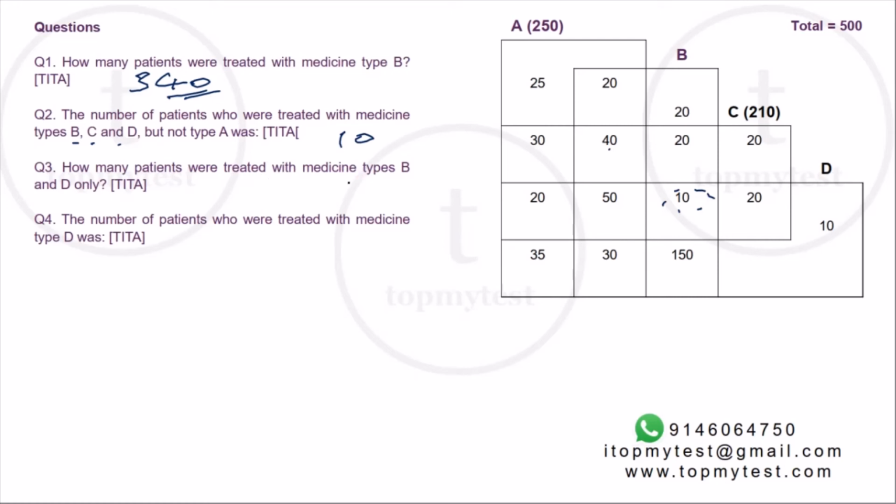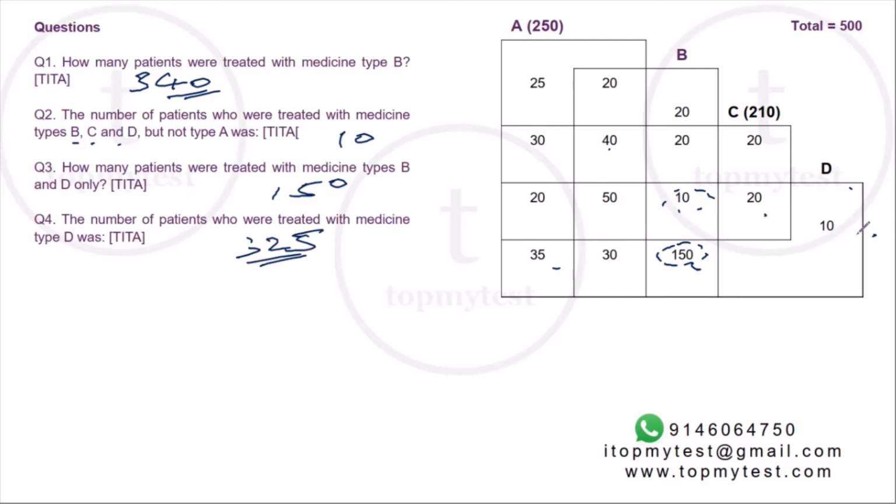How many patients were treated with type B and D only? B and D only. So that will be 150. And the last one, the number of patients who were treated with medicine D was how much? Medicine D, the total under medicine D. That's 100, 135, 285, 305, 325. 325 is the total.